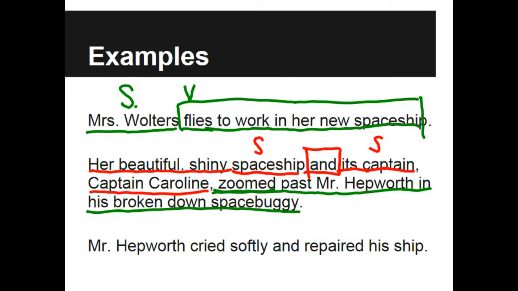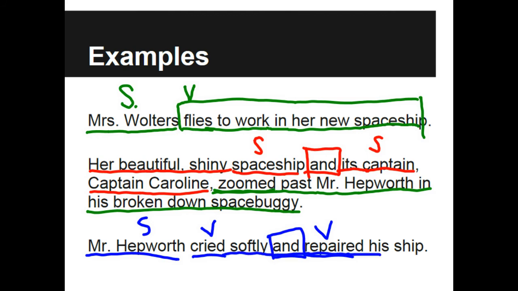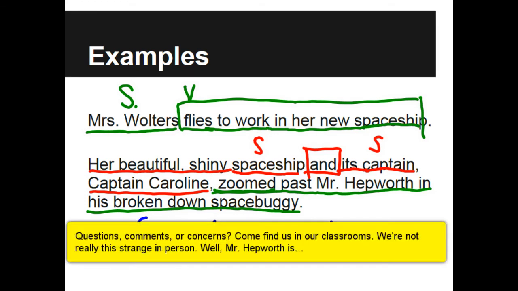Mr. Hepworth cried softly and repaired his ship. Mr. Hepworth, in this case, is the subject. We happen to have a compound predicate because we have two verbs. We have the word cried and we have the word repaired. So those would be our simple predicates combined with the word and. But if I were to ask you for the complete predicate, we would have to include the entire rest of the sentence, cried softly and repaired his spaceship. That is the basic sentence.